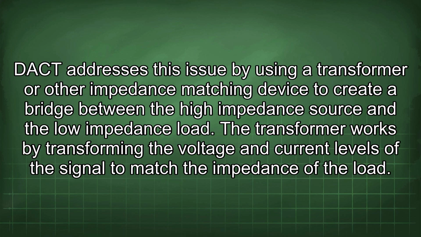DACT addresses this issue by using a transformer or other impedance matching device to create a bridge between the high impedance source and the low impedance load. The transformer works by transforming the voltage and current levels of the signal to match the impedance of the load.